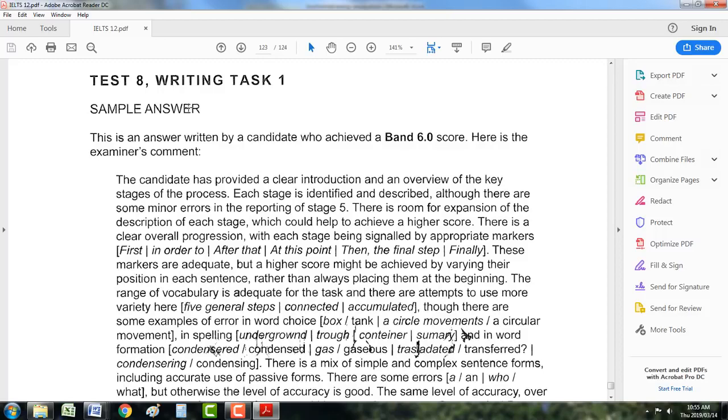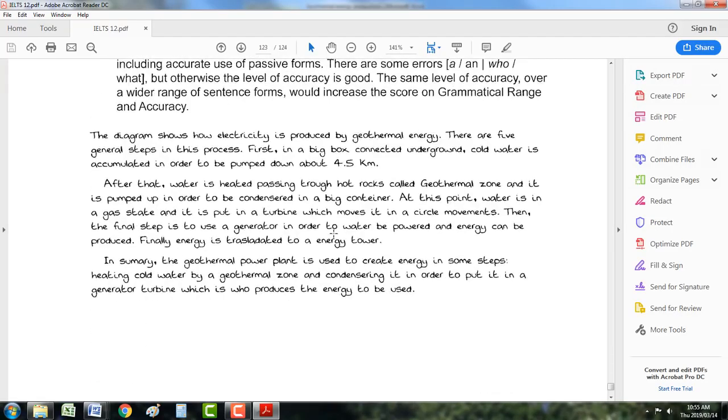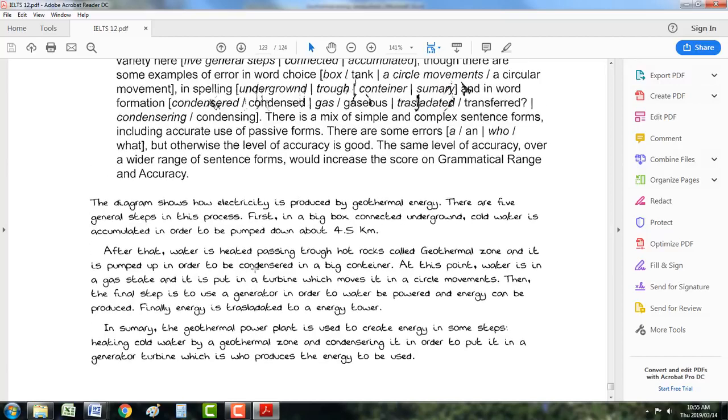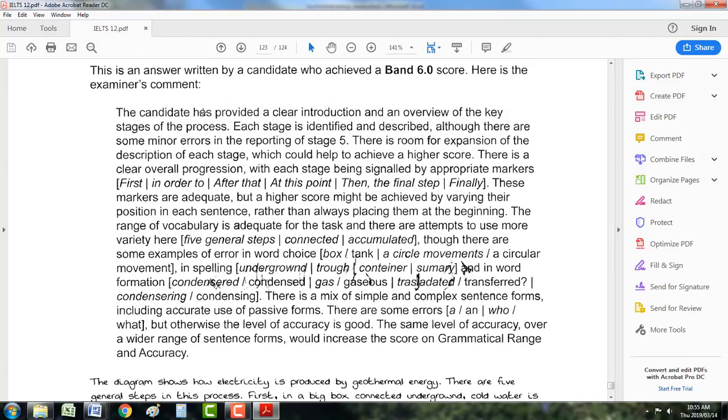And they gave a sample answer which got a band 6. Let's just see what the examiner says. You can read it on your own. Nice paragraphing. I can see immediately some nice linking language. He's put the overview at the end. That's not a problem. Anyway, let's see what the examiner says. Candidate, clear introduction and an overview of the key stages. Please notice the key stages. So you want to put the stages, the key stages, in your overview.